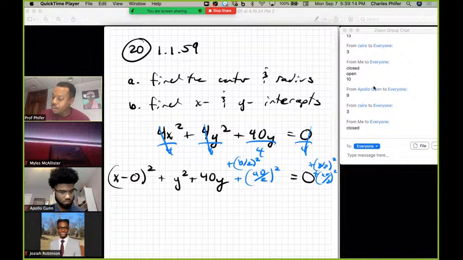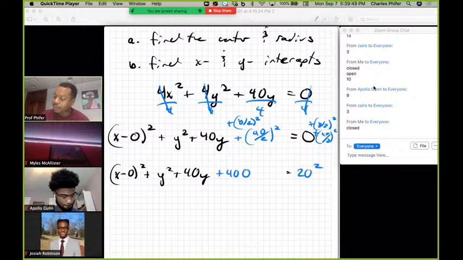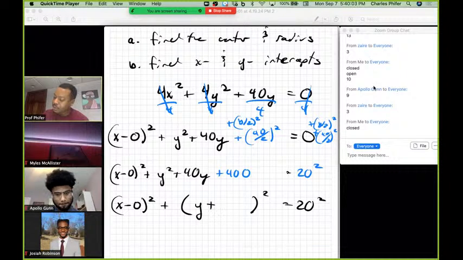Okay. If we keep going, we get x minus 0 squared, and we get y squared plus 40y plus, that's a 20, that's going to be 400, right? 400 equals 20 squared is 400. So that's 20 squared on the right. So now we just need to do the completing the square. We need to factor those three middle terms. So again, we have x minus 0 squared, and we want to factor those terms into something of the form y plus something, squared, equals 20 squared. I think it's 20, right?